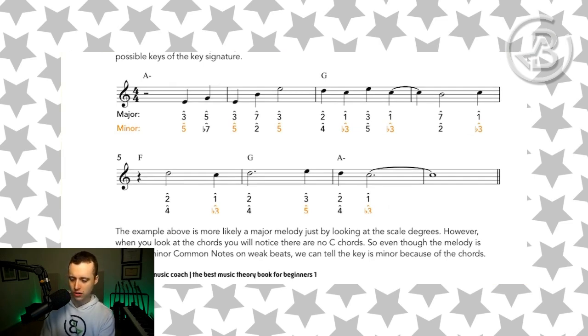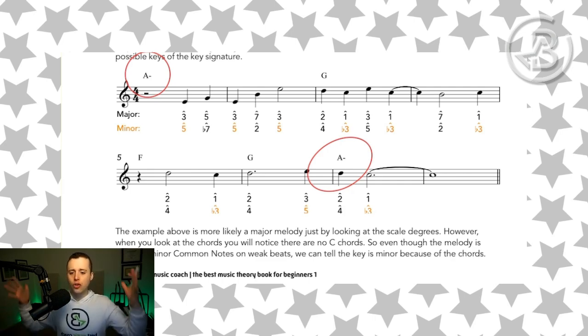Look at the chords. We start with an A minor. We end with an A minor. There isn't a single C chord in this entire 8-measure piece of music. There are no C chords. So even though there are C notes, and even though the melody is not very strong in terms of pointing towards the minor, it still is going to be a minor melody with minor chords, and the key is actually going to be the key of A minor.